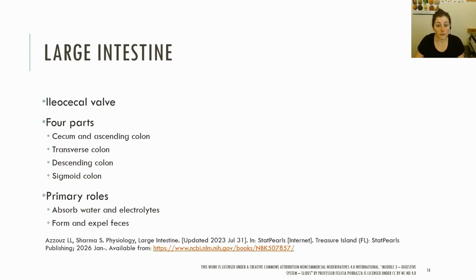Food moves from the small intestine through the ileocecal valve and into the large intestine. At this point, mostly what is left is indigestible fiber, water, and some minerals. The large intestine is composed of 4 parts. It includes the cecum and ascending colon, transverse colon, descending colon, and sigmoid colon. The large intestine has 3 primary functions: absorbing water and electrolytes, producing and absorbing vitamins, and forming and propelling feces toward the rectum for elimination.